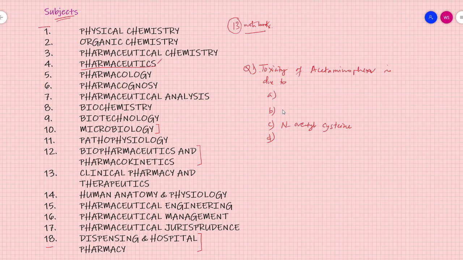The other option is N-acetyl-para-benzoquinone imine. And then we have naloxone, and we have acrolein. So this is a typical question, an MCQ.